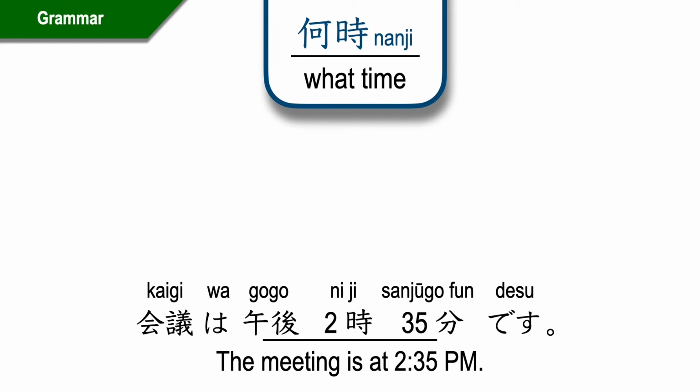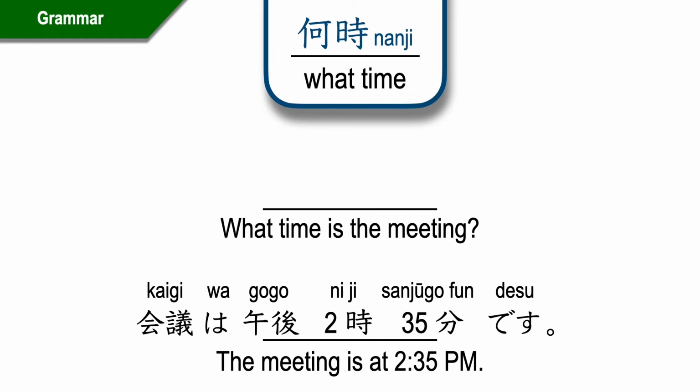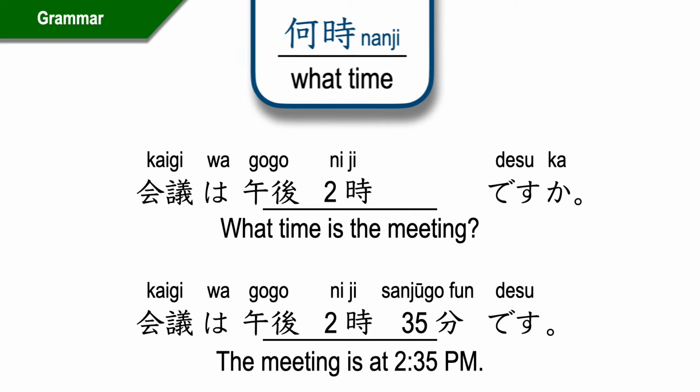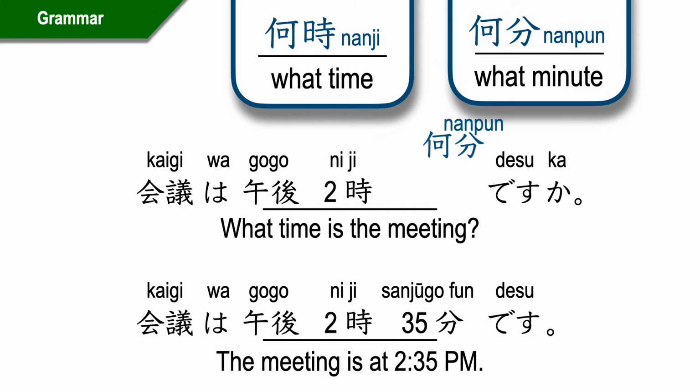The meeting is at 2:35 p.m. 会議は午後2時35分です。What time is the meeting? 会議は何時ですか？If you already know that the meeting will start in the PM, 会議は午後何時ですか is also good. If you remember what hour the meeting will start, but can't remember what minute, then 会議は午後2時何分ですか is also good.